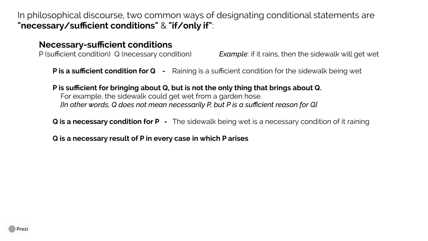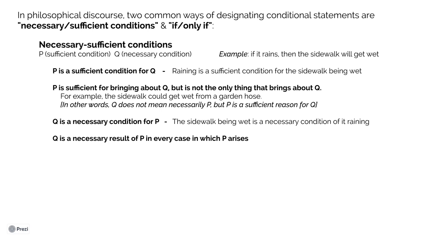For example, if it rains, the sidewalk will get wet. In this case, P is sufficient for Q. Raining is a sufficient condition for the sidewalk being wet. Now, while P is sufficient to bring about Q, it is not the only possible reason that Q could come about. The sidewalk could also get wet if the gardener sprayed it with a gardening hose, or if the sprinklers were on. In other words, Q, the consequent, does not mean that P necessarily had to be the case in order for Q to obtain. Yet P is a sufficient reason for Q.